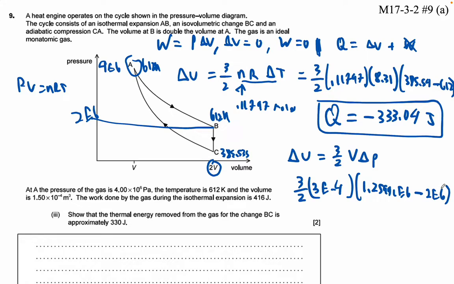Okay, so we're going to go 3 divided by 2 times 3E minus 4 times left parenthesis, that pressure right there, minus 2 E6. And indeed, I get exactly the same number because, of course, these numbers come from each other, right? I get that the delta U, which is equal to the Q, is equal to negative 333.035 joules. All right. Woohoo!